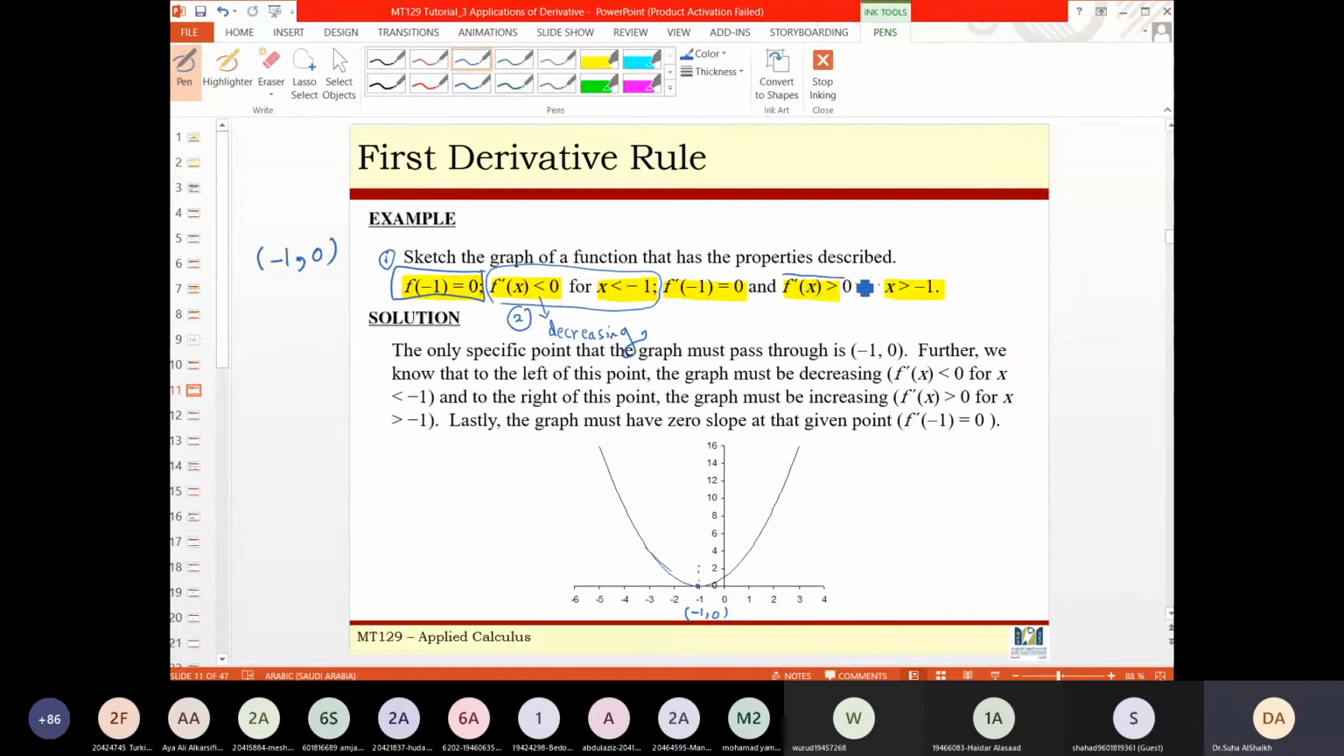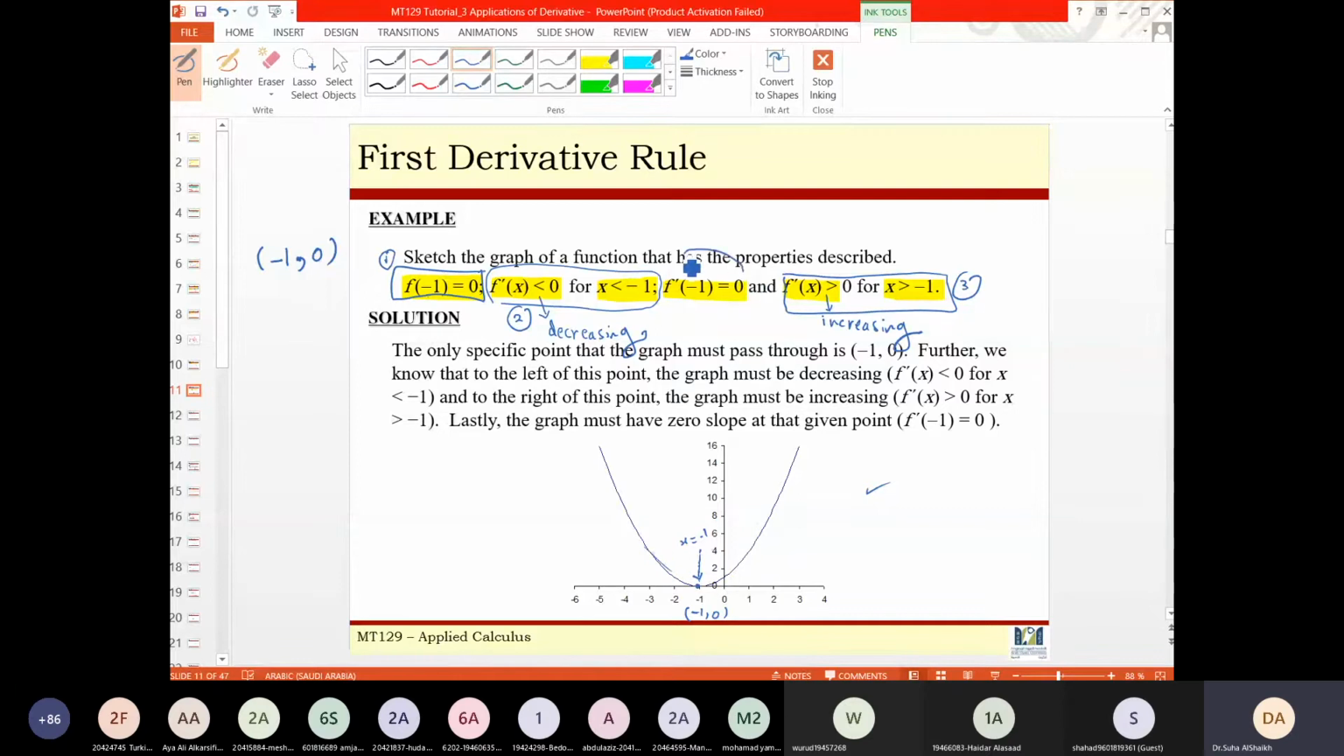Also, they told me, this is beneficial information number 3, that f dash is positive when x is greater than -1. So we agreed that f dash positive means that the function here is increasing. When? When x is greater than -1. So this is x -1 here. So after -1, my function is going to be increasing. So this is how I estimate the function, this is how I expect the function to look.